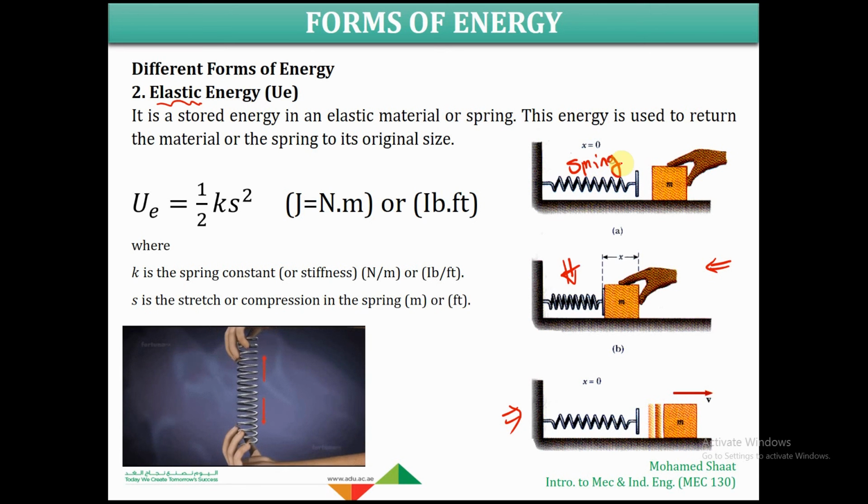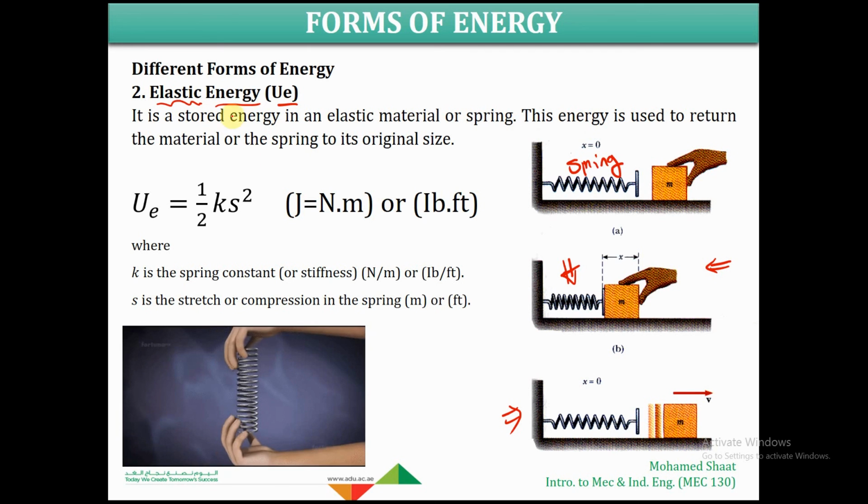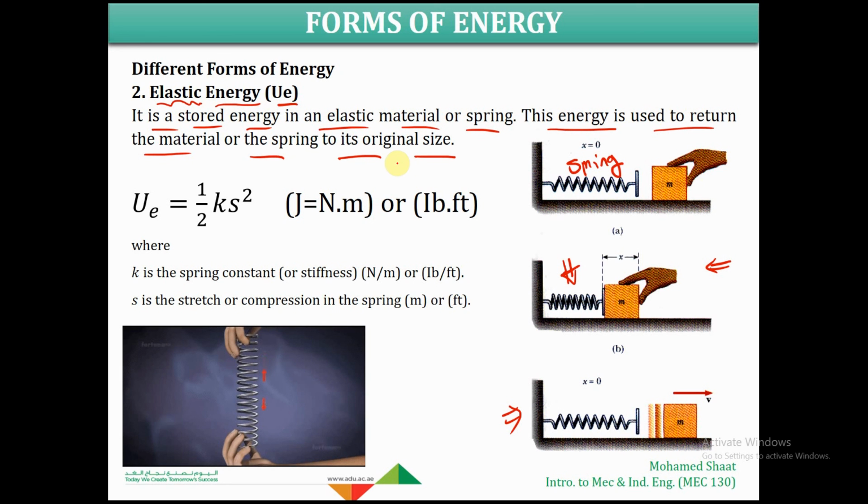So this is the spring. The elastic energy, which we can refer to as UE, while UG, G stands for gravitational, and UE stands for elastic energy. It is a stored energy in an elastic material, like a spring. This energy is used to return the material or the spring to its original size one more time, and that's why it will be stored, then recalled to give potential to this object to move by itself without any external force. Make sense?